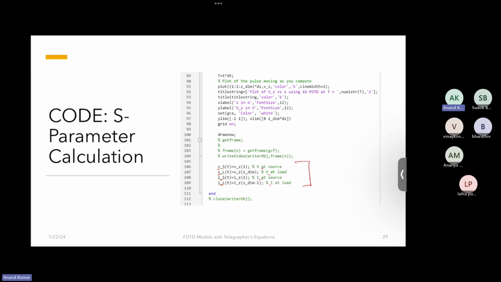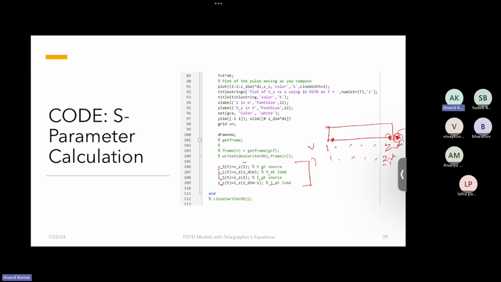And what we are doing is, for each iteration, you will have some voltage value at the first point. You have your simulation space, right? This starts from 1 and goes to ZDIM. This is for the voltages, and for current it starts from 1 and goes to ZDIM minus 1, because we are calculating voltages and currents at different points, next to each other. So for current, ZDIM would be outside the simulation space, so we take the point before the load.